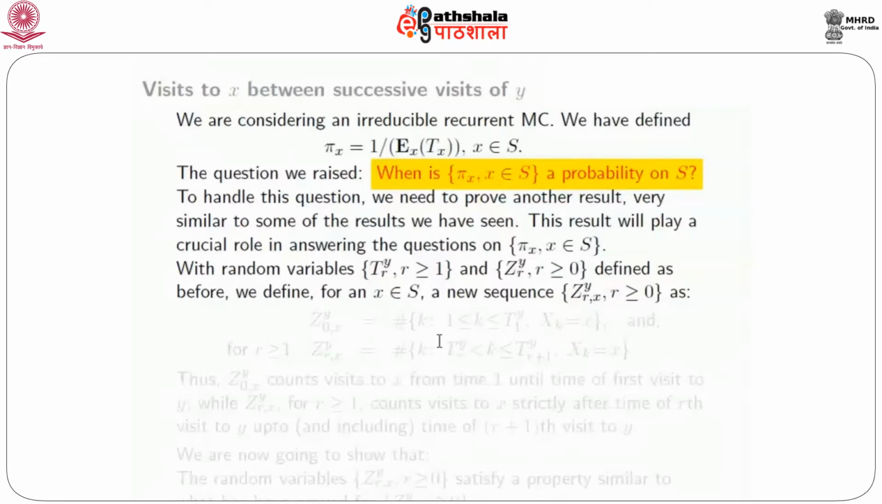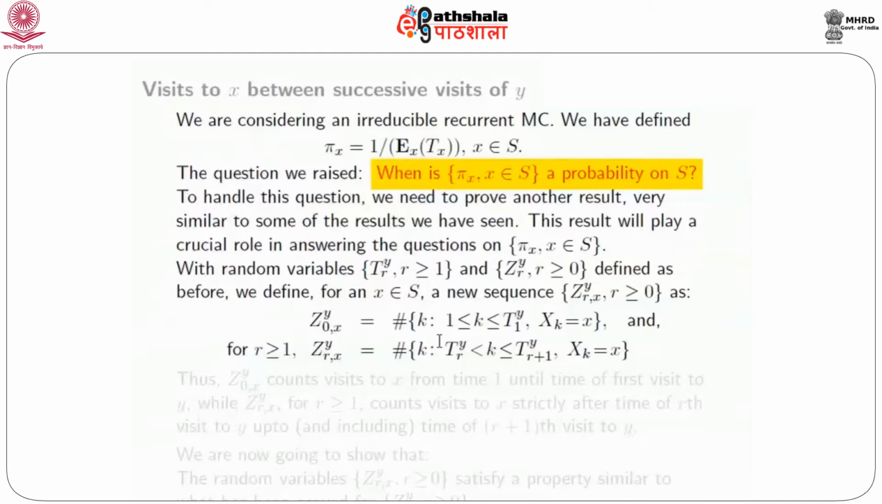T_r,y are the successive visits to y, and Z_r,y are the gaps between these successive visits. This was for a fixed state y. Now we define another sequence, but now another state x gets involved. This new sequence is called Z_r,x,y, so it depends on both the states x and y, for r greater than or equal to 0. Let me give the definition. The 0th one is defined to be the number of k's between 1 and T_1,y such that X_k equals x. For r greater than or equal to 1, it's the same thing: we want X_k equal to x, but we count how many k's with X_k equal to x are strictly larger than T_r,y and less than or equal to T_r+1,y.